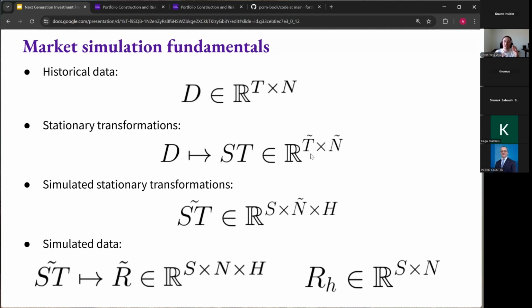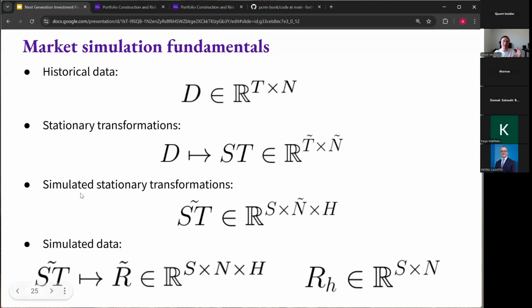It has dimension T tilde, N tilde, because let's say if we do something with returns, then of course, we have one less return observation than the price observations. But of course, we can also do something that either decreases or increases the number of time series that we have. But usually in practice, this N and N tilde are the same.